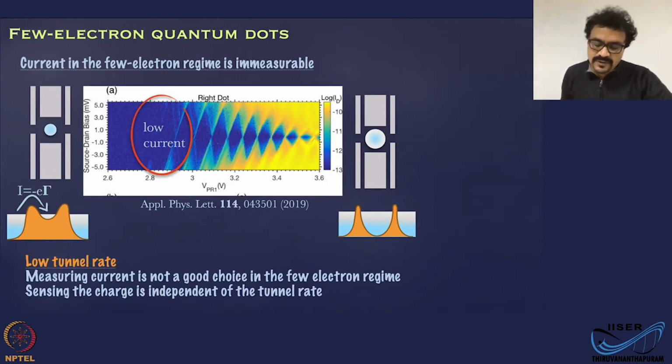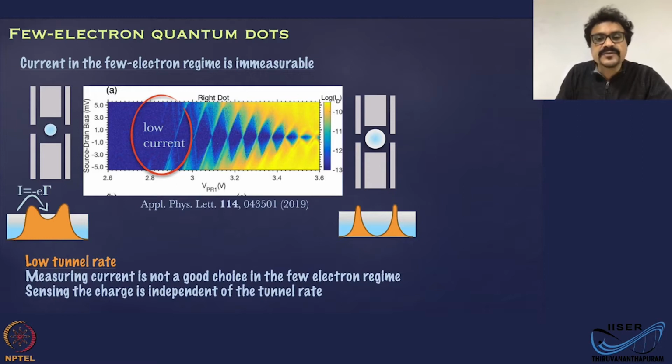So just before we discuss the charge sensing technique, let us briefly look at what is the need of a charge sensor. What we have here is a Coulomb diamond plot taken for a semiconductor gated quantum dot.